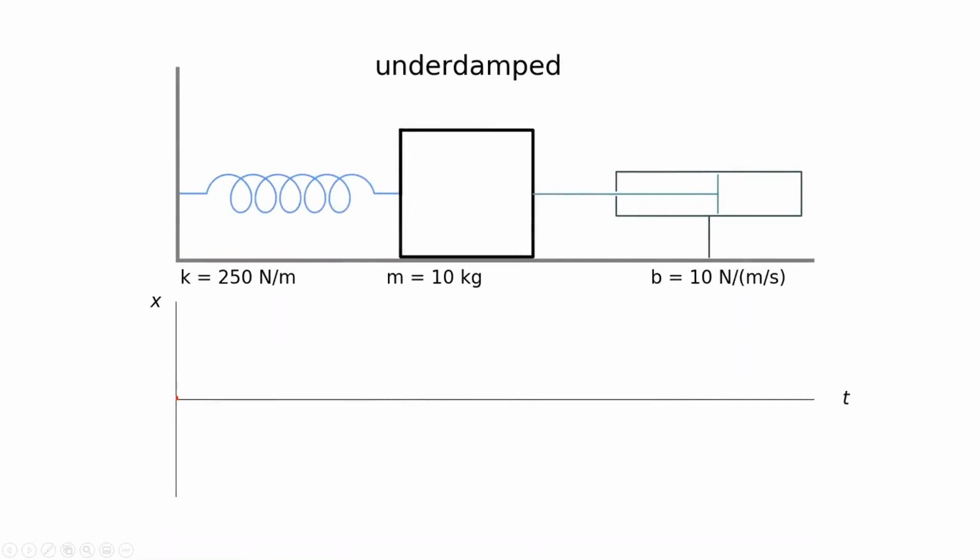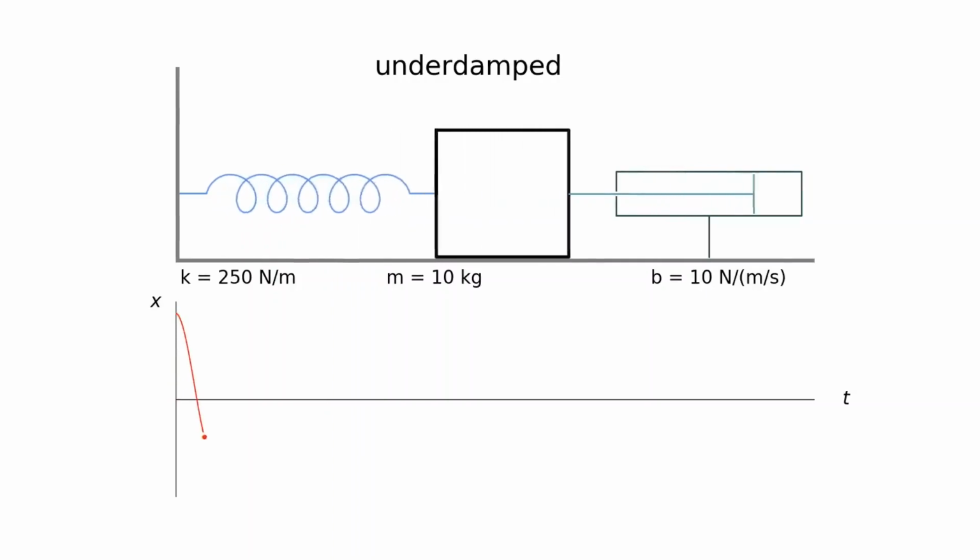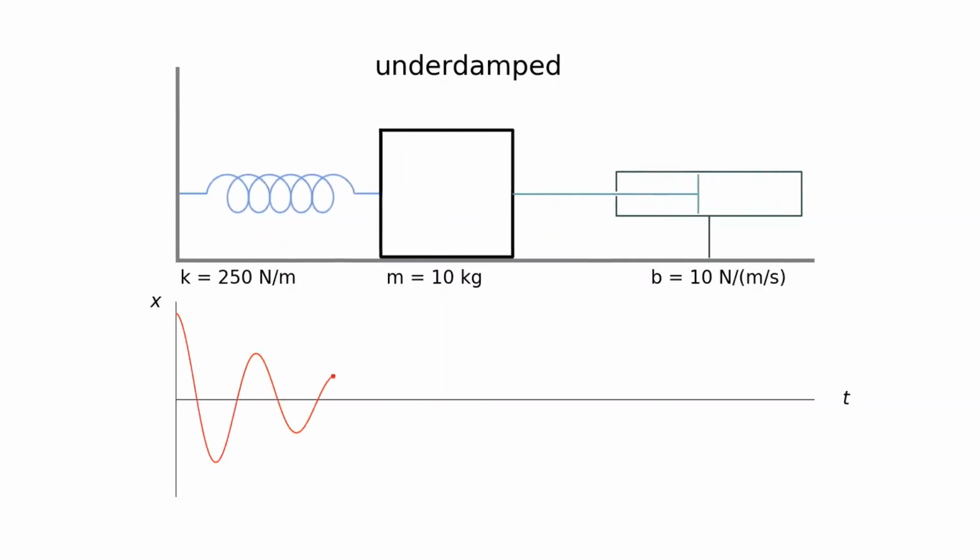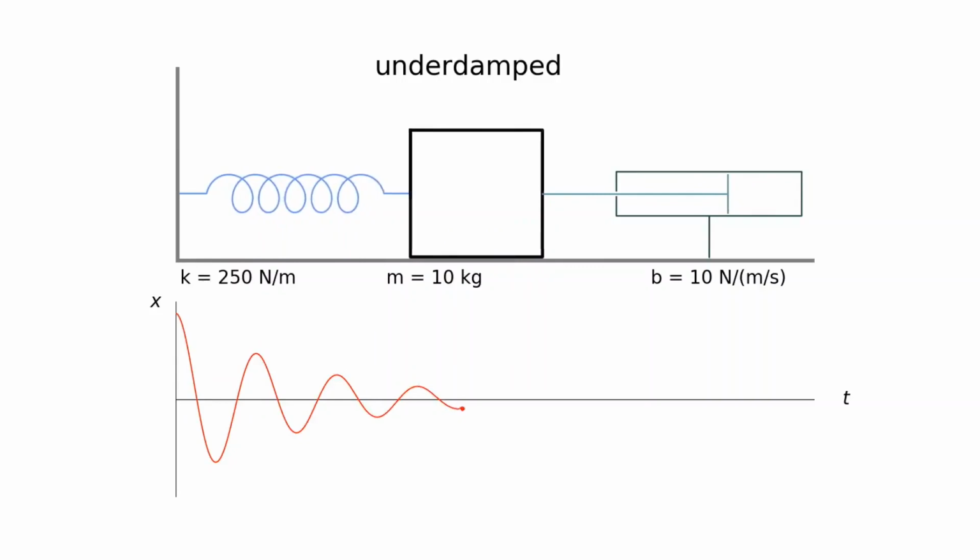So go and check for that k, m, and b value that it corresponds to underdamping, so that b squared is less than 4km. And if you run the animation, you see a nice oscillating behavior. That is the cosine function inside of that e to the minus pt function.